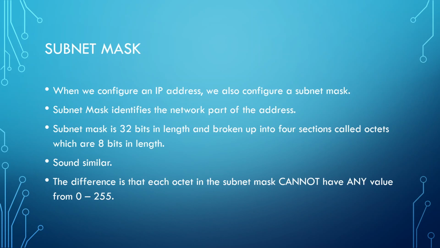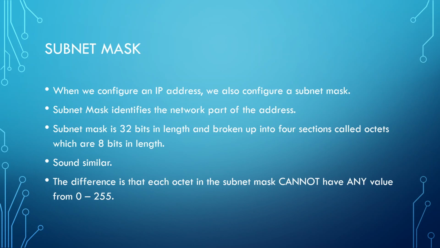is 32 bits in length. It is broken up into 4 sections called octets. And it's the subnet mask that identifies which part of the IP address represents the network part. Now, 32 bits in length, 4 sections called octets, that sounds similar, right? However, the main difference, and this is the biggest difference, is that for each octet of the subnet mask, we can't have any value from 0 through to 255.